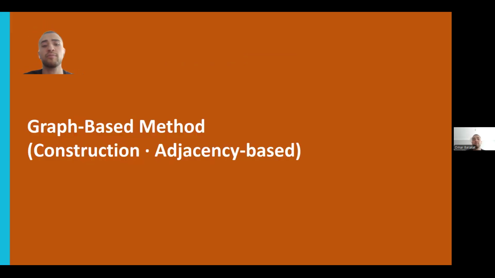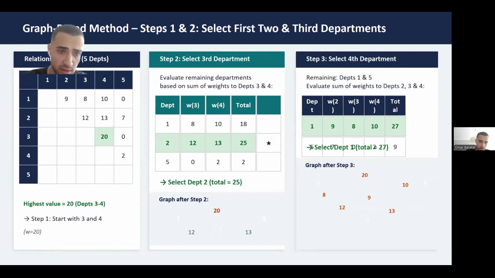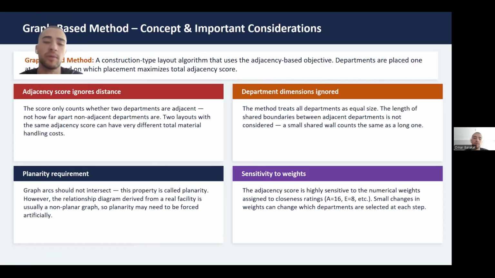Now let's talk about graph-based methods, concept and considerations. The graph-based method is a construction algorithm using the adjacency-based objective. It places departments one at a time, selecting each based on which placement maximizes total adjacency score with already placed departments. Four important limitations to understand before applying this method.